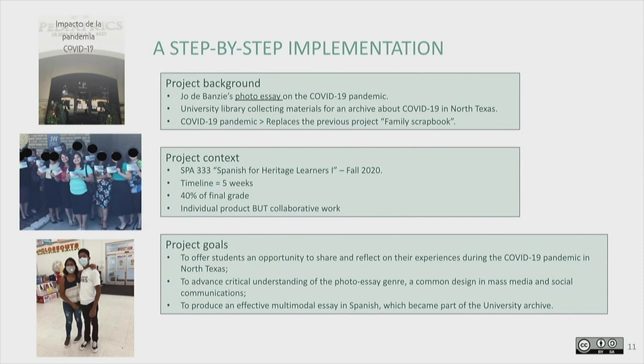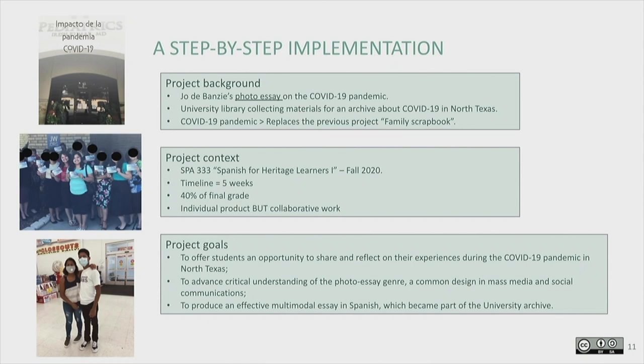At the same time, the university was collecting materials to create a kind of reservoir of what was happening in North Texas at the time. They were collecting data, interviews, news, etc. And they were saying, if there are materials from your classes, you can bring those to us. So I said, okay, they're going to publish in this reservoir. And of course, we have COVID as a setup.